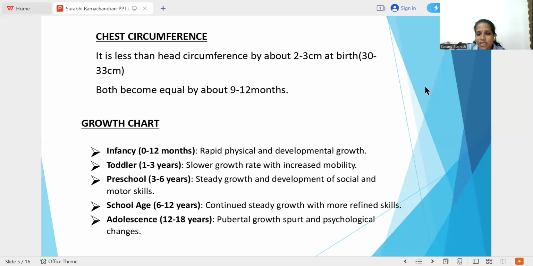Preschool, 3 to 6 years, steady growth and development of social and motor skills. Their social and motor skills increase in preschool. School age, it is 6 to 12 years. Continued steady growth with more refined skills. So their refined skills will be more in school age. Adolescents 12 to 18 years. Everyone knows they will start puberty, and some psychological changes also occur in adolescents. These are the main points in growth chart.